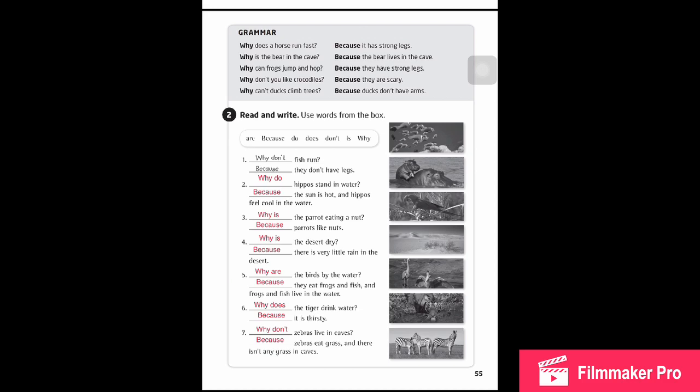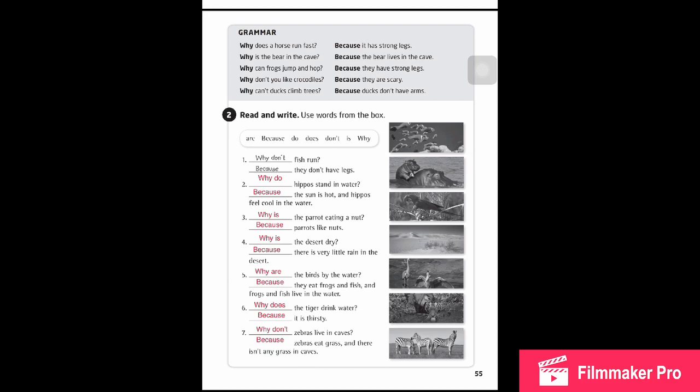Number 2. Why do hippos stand in water? Because the sun is hot and hippos feel cool in the water. Number 3. Why is the parrot eating a nut? Because parrots like nuts. Number 4. Why is the desert dry? Because there is very little rain in the desert.